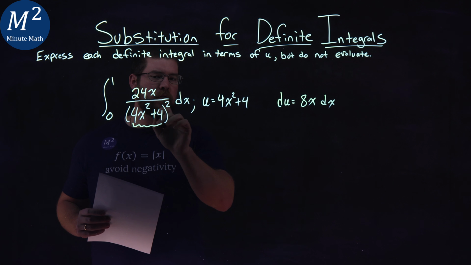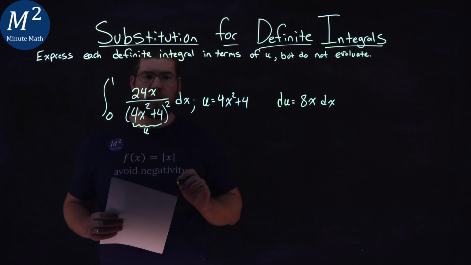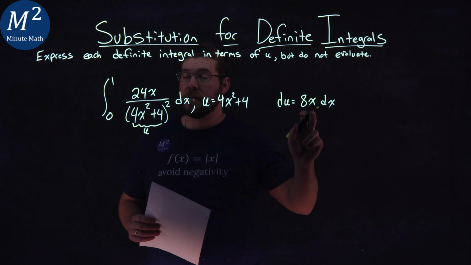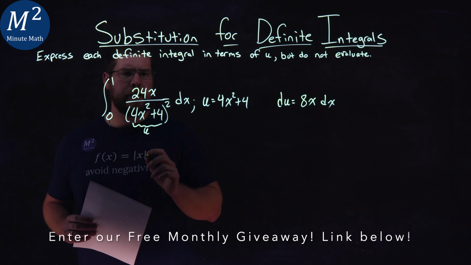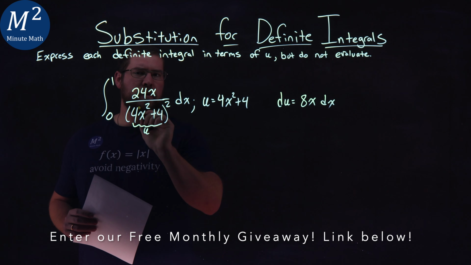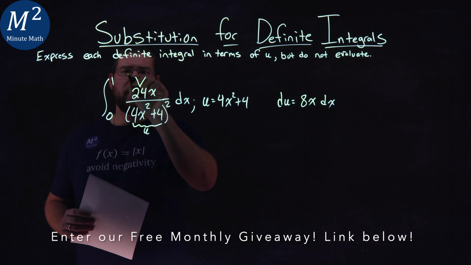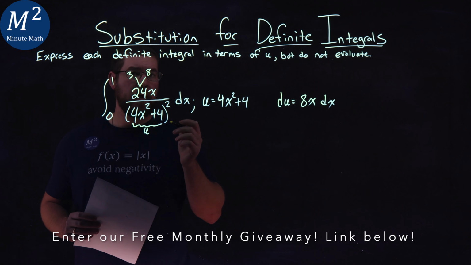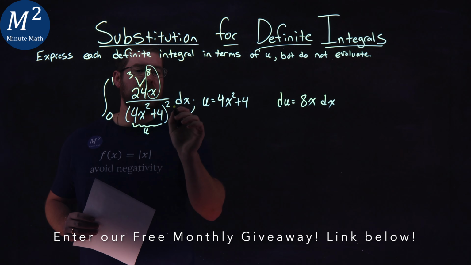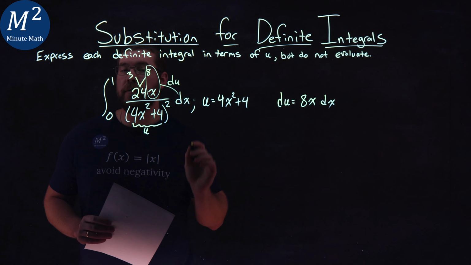Right here we see a 4x squared plus 4 as our u value. My du is 8x dx. We have a 24 right here. Pretty close, we have an x dx but 24. Well, 24 is 3 times 8. And there we have it. We see the 8x dx right here being the du.